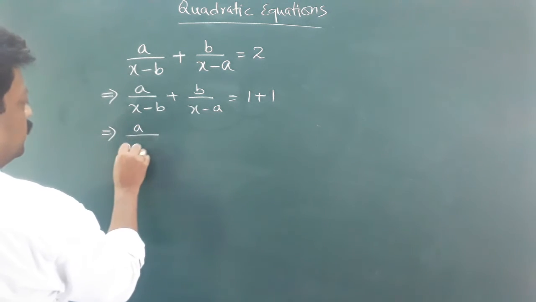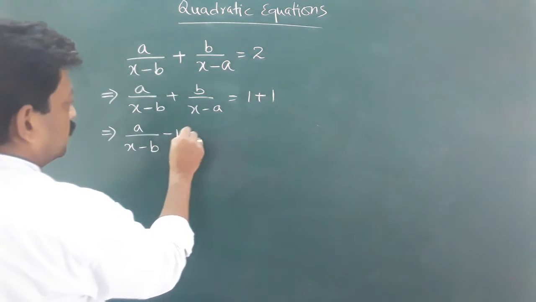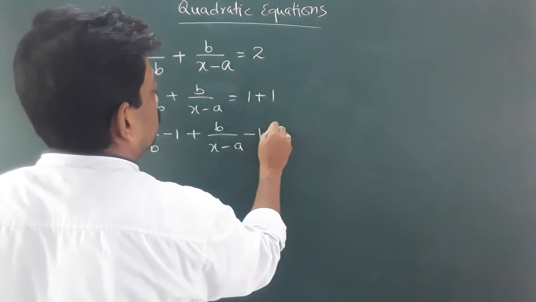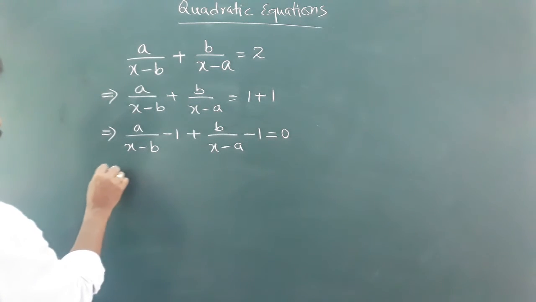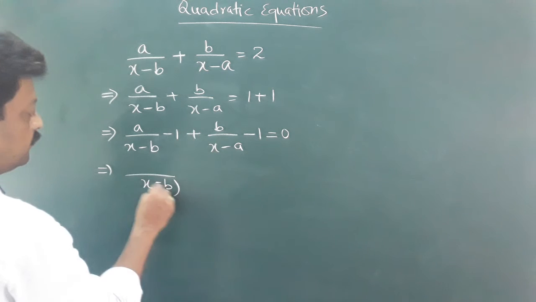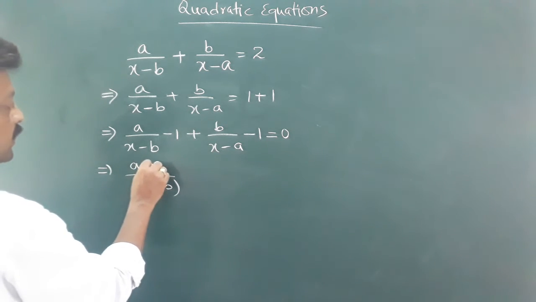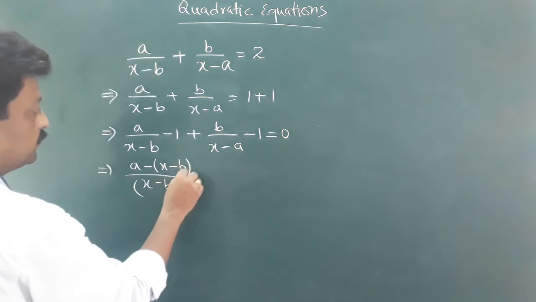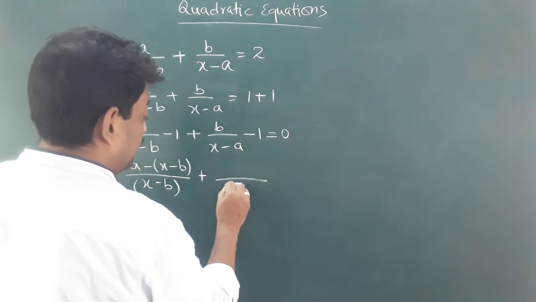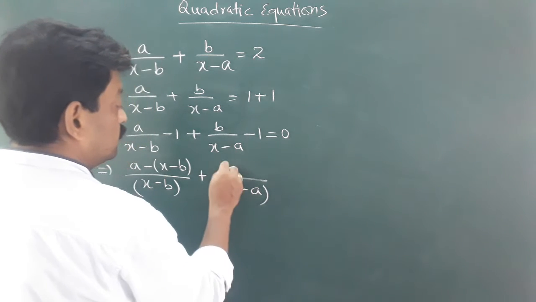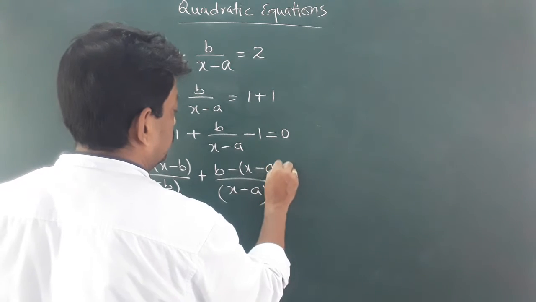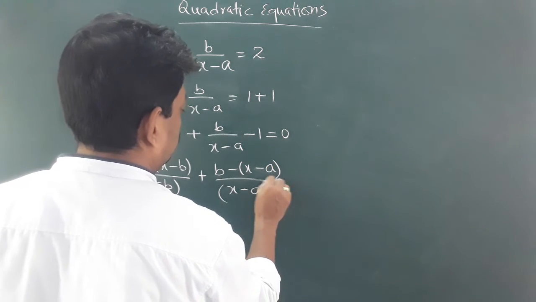So a upon x minus b minus 1 plus b upon x minus a minus 1 equals 0. By LCM of the first two, it will be x minus b. So it will be a minus (x minus b). Same case here also, LCM of the next two terms, x minus a. So it will be b minus (x minus a) equals 0.